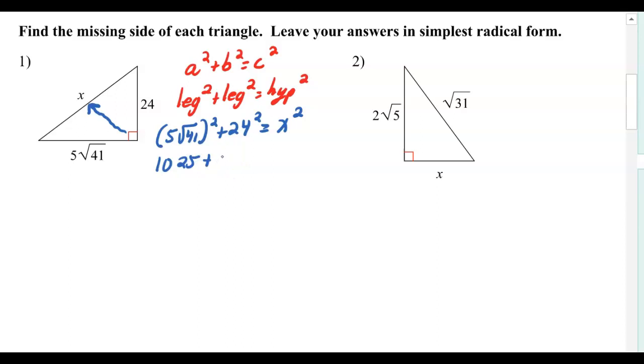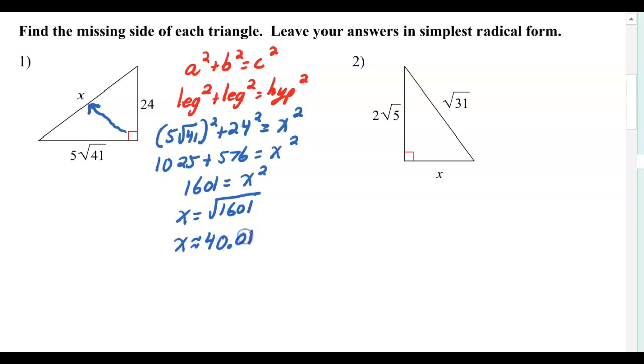plus 576. That's equal to x squared. Adding those two numbers, you get 1601 is equal to x squared. X is equal to the square root of 1601. There are no perfect squares in 1601, so that is approximately 40.01.